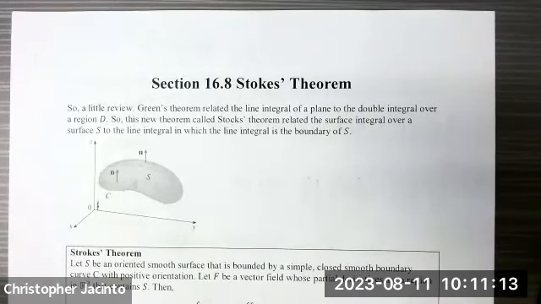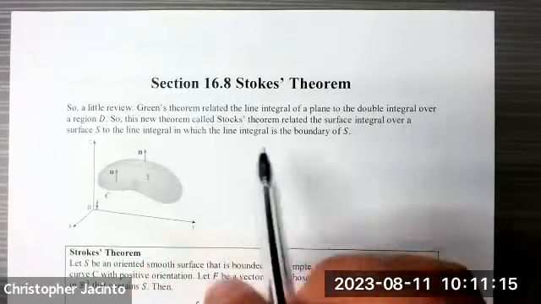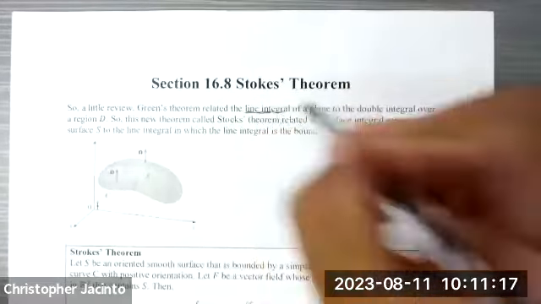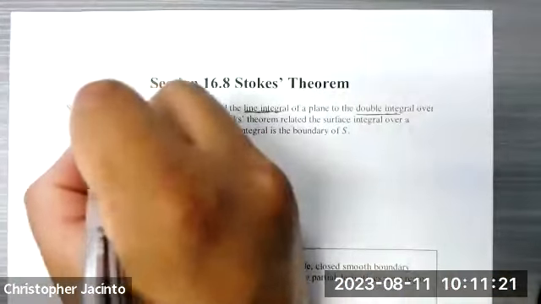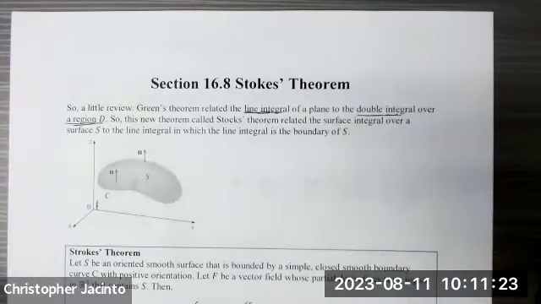So a little review. Green's theorem related line integrals, right? That was the biggest thing. Line integrals of planes to double integration over regions, right? That's what he said, right? The curve itself creates a line integral from there.